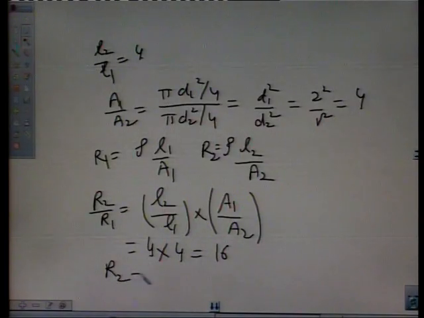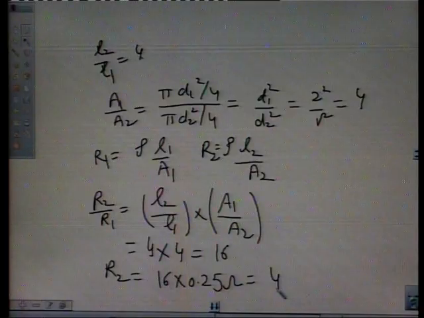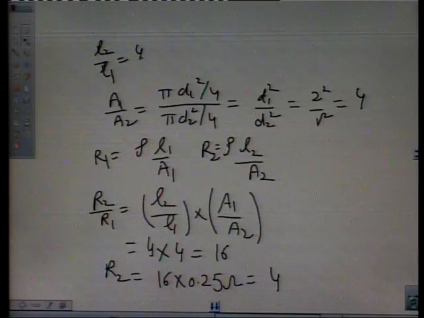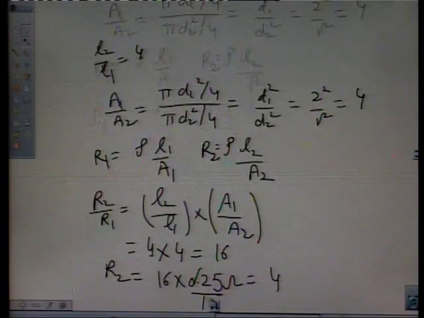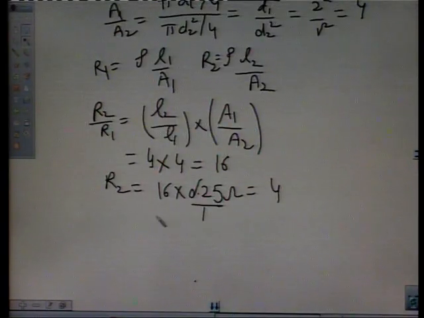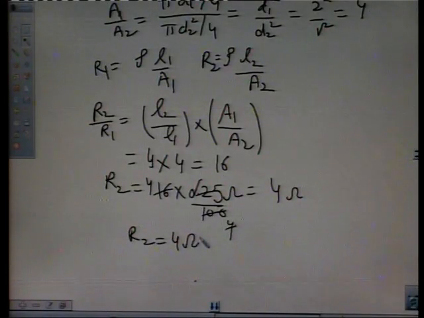So R2 is equal to 16 into 0.25 ohm. So this comes out to be equal to 4. We can take 100 here, and this is 4. So 16 divided by 4 is 4. So the value of R2 is 4 ohm. So this is the result.